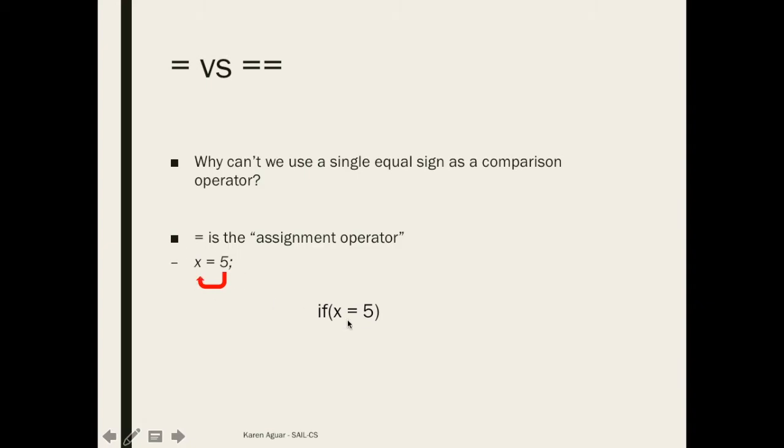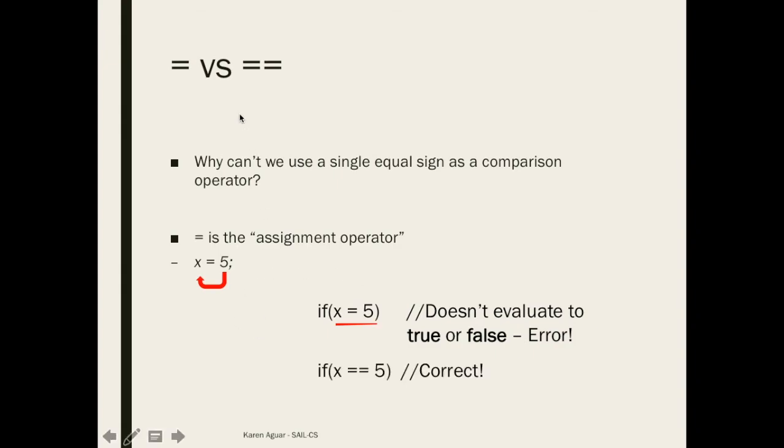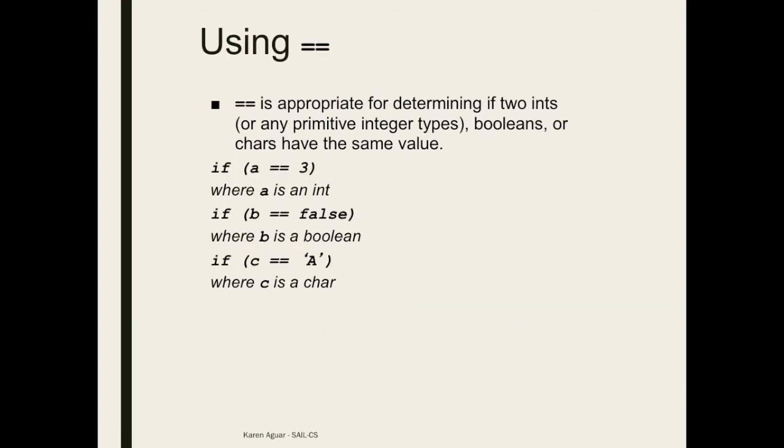If we were to put a statement like that inside an if statement, if x = 5, then what it's doing is it's taking 5, storing it in x, so then we just have a variable x, which is set equal to 5. This doesn't return true or false, right? So we're going to get an error. That's the reason we need to distinguish between equal, the assignment operator, and equals, the comparison operator. So if x == 5, this is the correct logic. This is actually going to check if x holds the value 5.